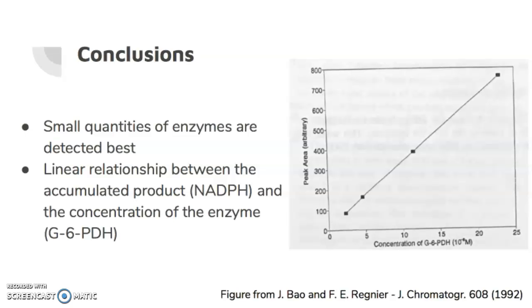In conclusion, small quantities of an enzyme may be detected in a capillary electrophoretic system by carrying out the assay in the capillary. The graph to the right shows the dose-response curve with the amount of product on the y-axis and the concentration of the model enzyme on the x-axis. These variables show a linear relationship and therefore tell us that the experiment was conducted as predicted.